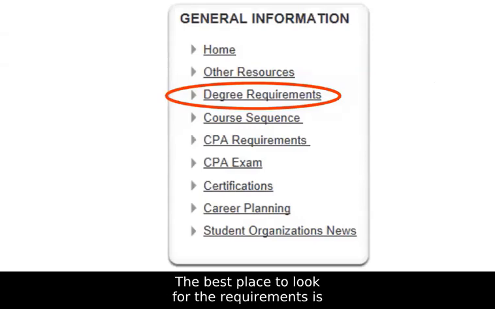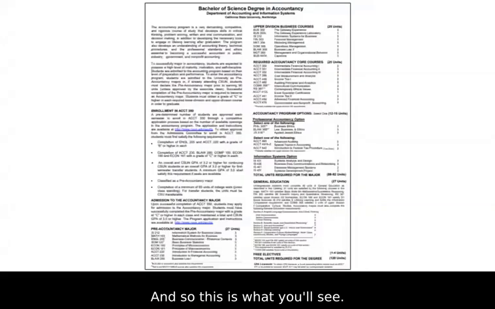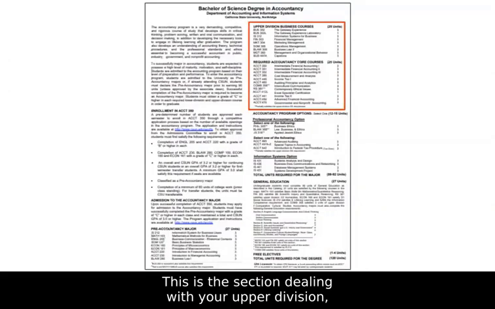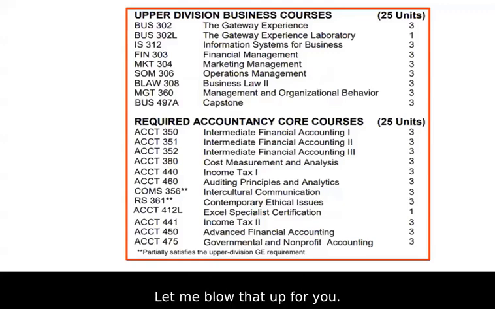The best place to look for the requirements is on the class webpage under General Information and click on Degree Requirements. This is the most up-to-date summary of all of the requirements. And so this is what you'll see. This is the section dealing with your upper division, business core, and accounting core courses. Let me blow that up for you.